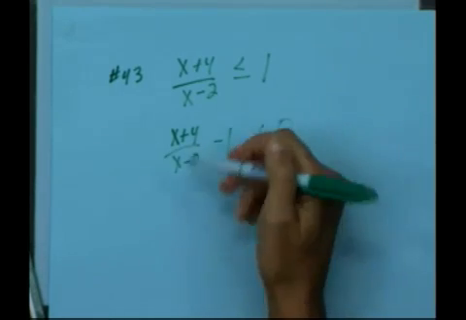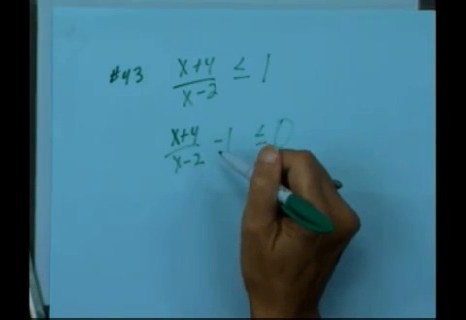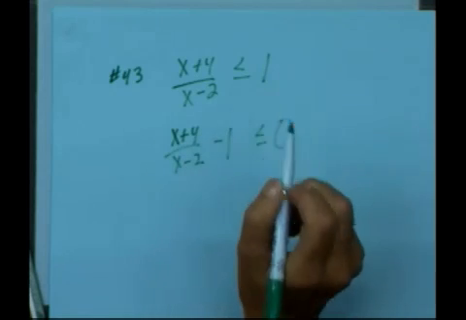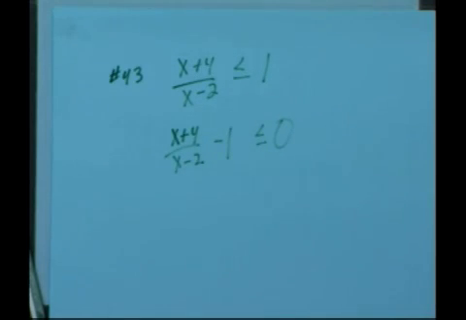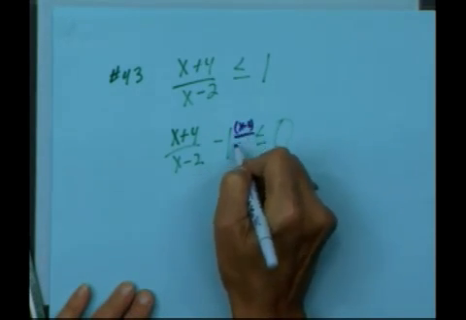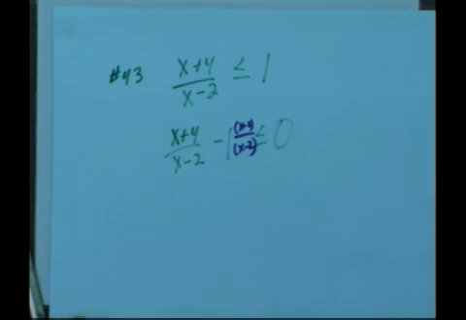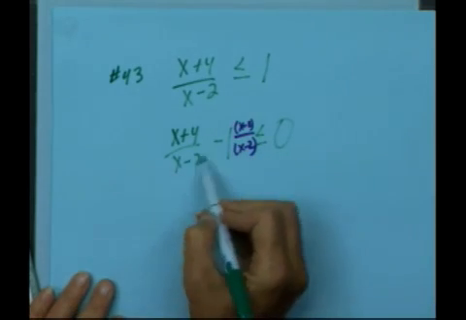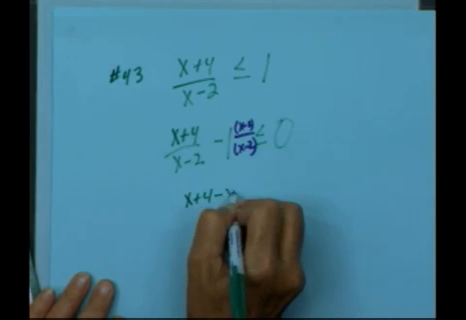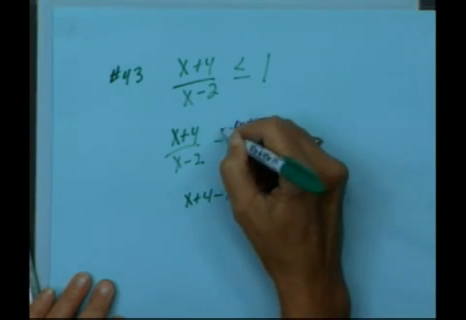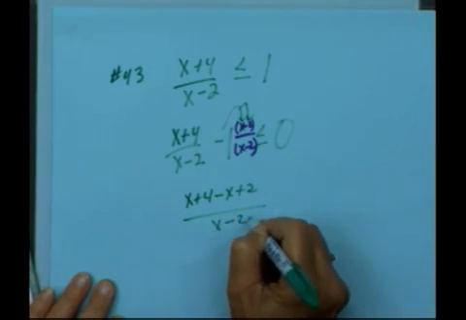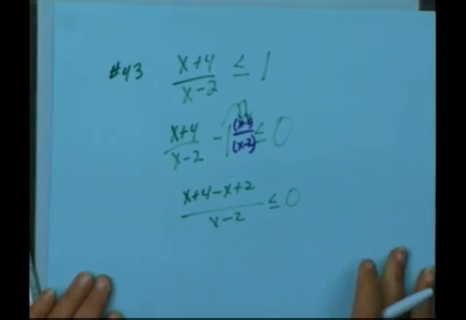Okay, before we can have a sign chart, you got to get everything to the big F word, which is factored. But I got two terms here. What have I got to do, everybody? Common denominator. So I have (x minus 2) over (x minus 2). So my common denominator there is x minus 2. So I get x plus 4 minus (x plus 2) when I distribute my negative, all this over x minus 2 less than or equal to 0.